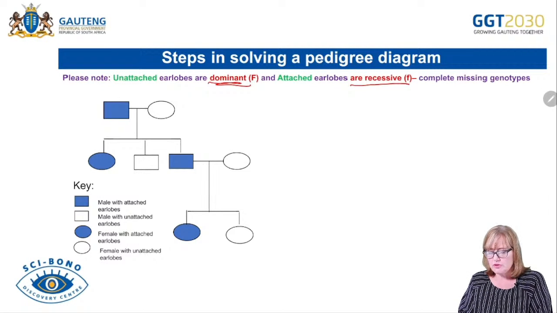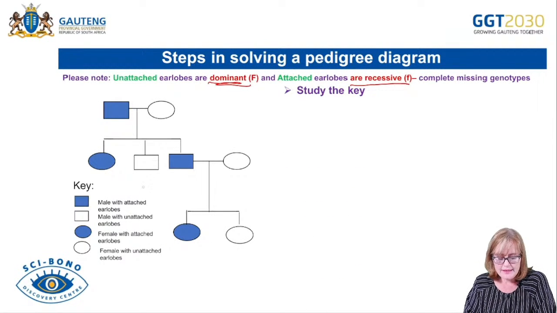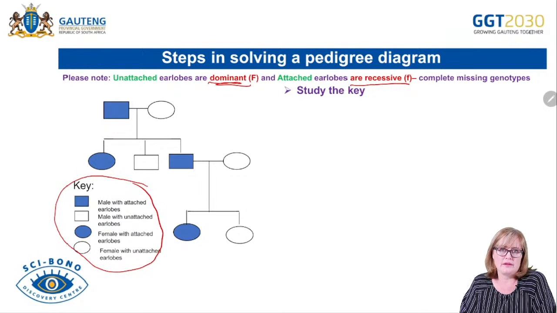So what is the first thing you do? You study the key, right? There's the key. Please, people, always look at the key. That is so important. They don't put it there just to be funny, or because they didn't know what to do with their time, or there's a blank space on the page. No, there's a reason why they put it in there. You need to look at that key. So the first thing that you see is that the shaded ones have the attached earlobes. Now attached, we know, is recessive. So remember that. And then the unshaded ones will be the unattached. That will be the dominant one. All right.